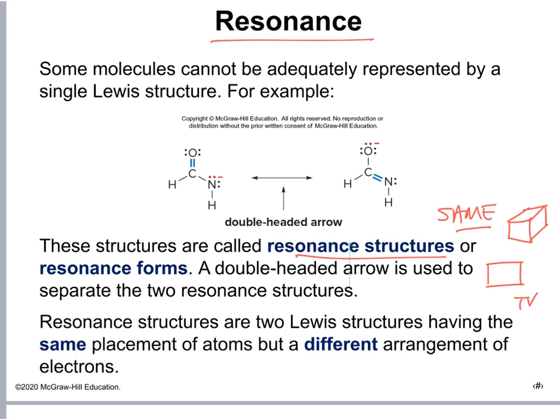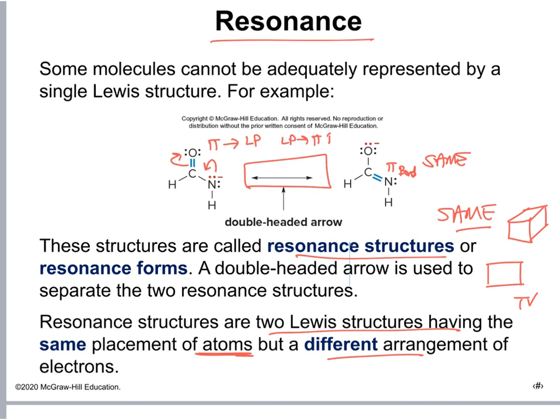Resonance structures are two Lewis structures that have the same placement of the atoms, but a different arrangement of electrons. Therefore we use a double-headed arrow to say these are the same thing. When you're drawing resonance structures, you take these two electrons and draw curved arrows, and that means these two electrons now go to form a pi bond. And then these electrons go to form a lone pair. So the pi bond goes to form a lone pair, and here the lone pair goes to form a pi bond.